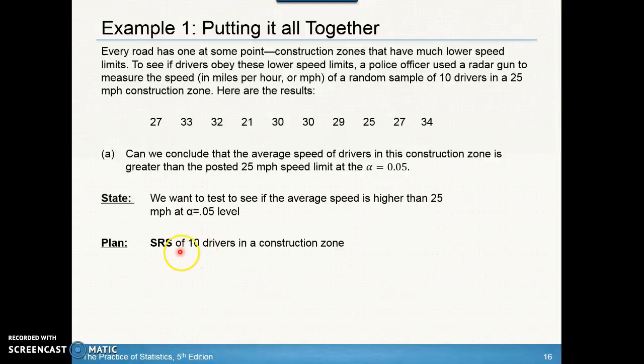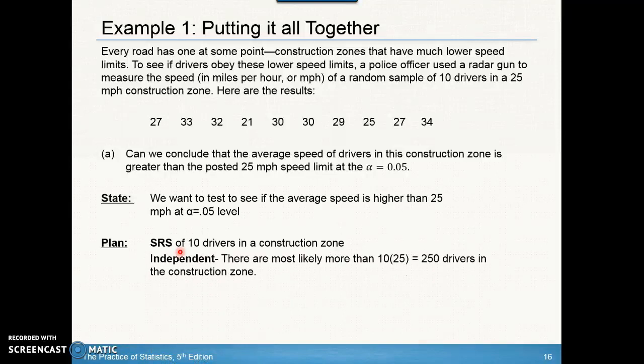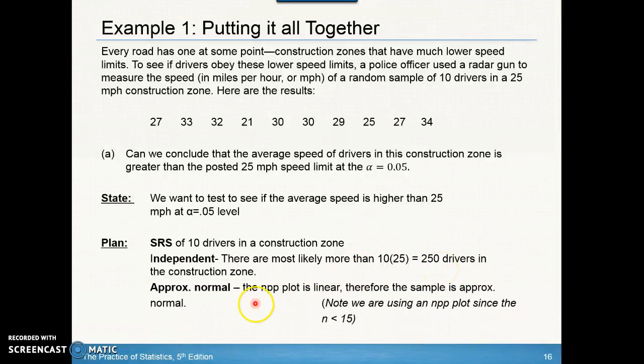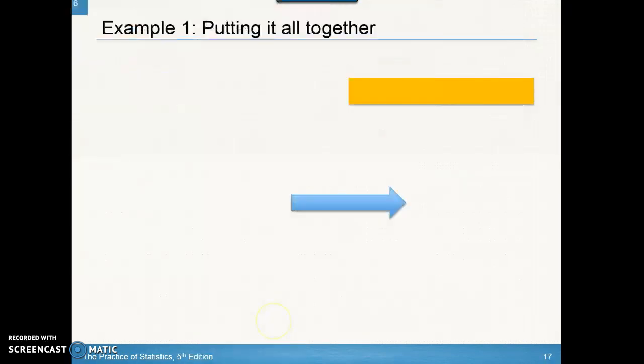We know it's a simple random sample of 10 drivers in a construction zone. We know that it's independent. There's most likely more than 250 drivers in the construction zone. And in this case, since we only have 10 drivers, we're going to use a normal probability plot since the n value is less than 15 to check to see if it's approximately normally distributed. Now notice the NPP plot is linear. You must state that. How do we know that it's approximately normal? It's because the normal probability plot is linear, therefore the sample is approximately normal. All right, so we're good to go.